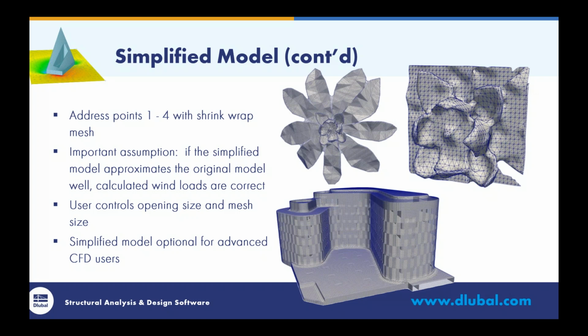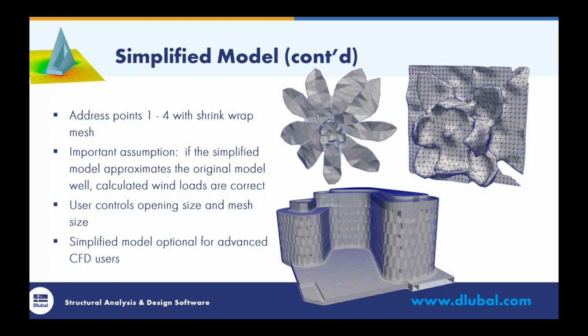Now, there is a very important assumption, and the assumption is if this simplified model approximates the original model well, then the calculated wind loads are going to be correct. This is really no different than making sure that our mesh is refined well enough so that we get accurate results. Same concept for the simplified model and mesh shrink wrapping around our structure for CFD analysis.